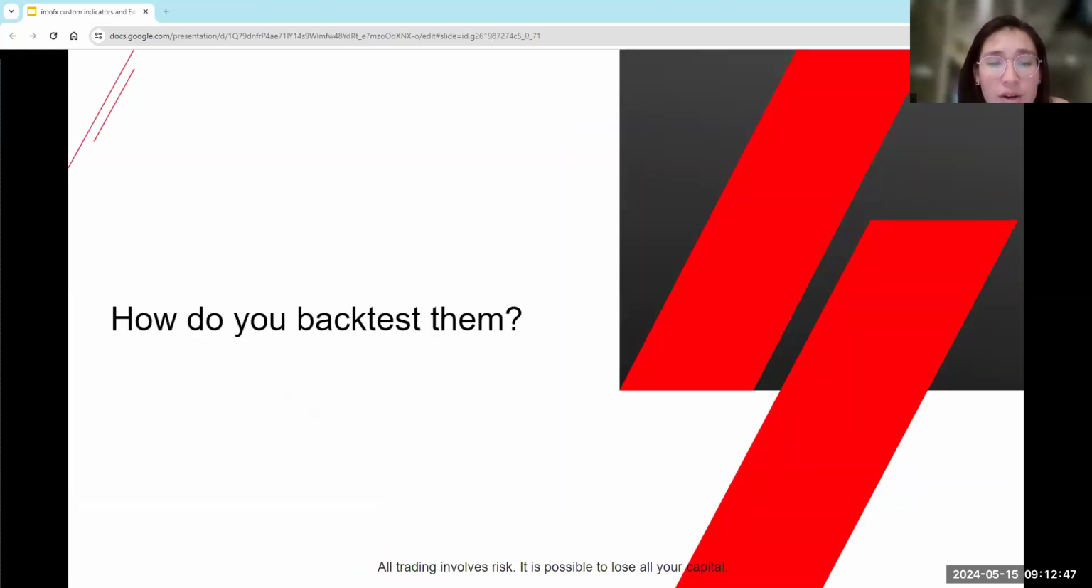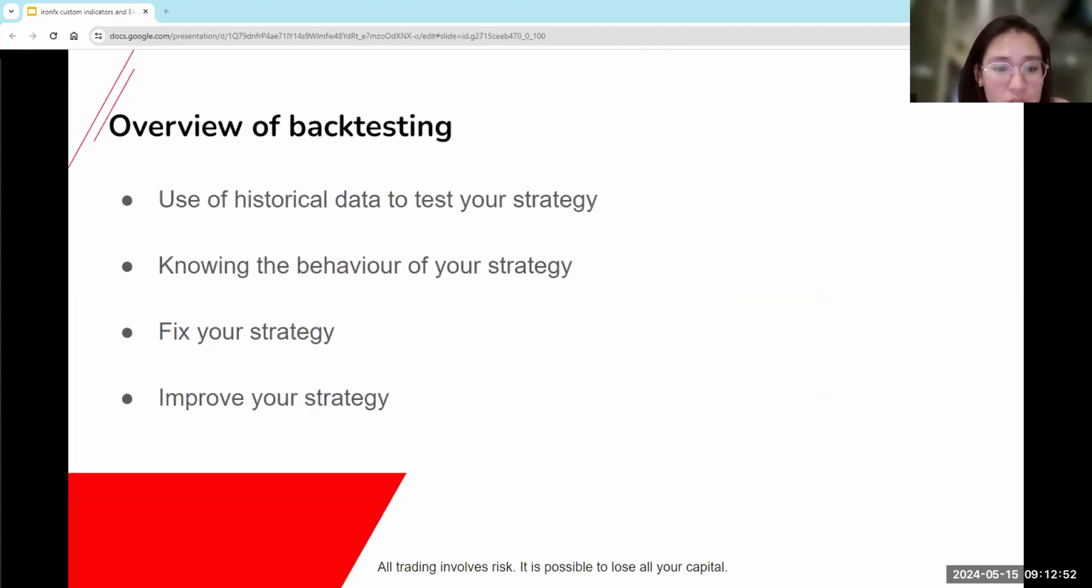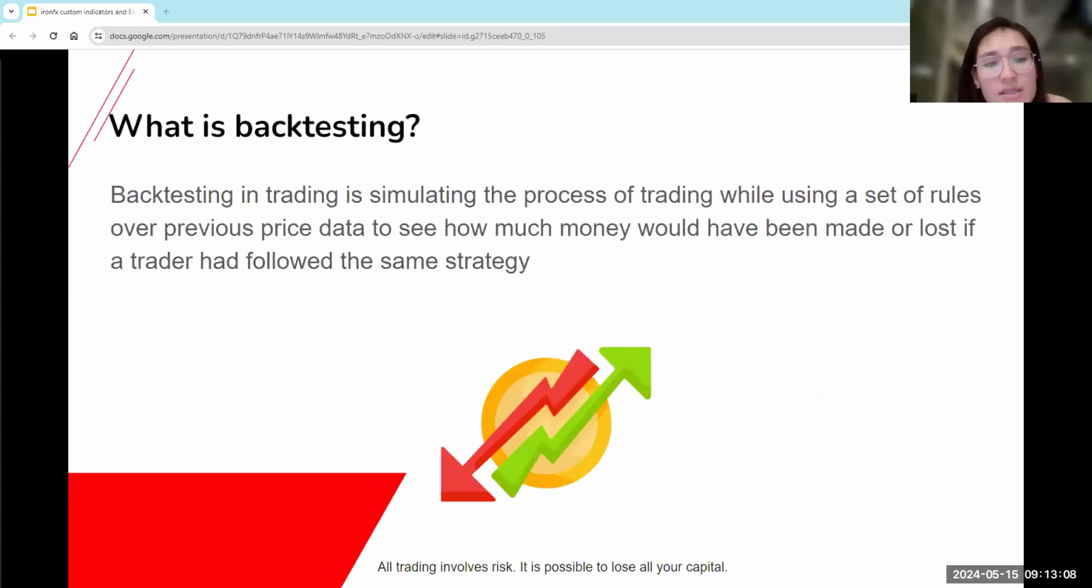So now let's look at how you can backtest these indicators. Just an overview of backtesting: it basically uses historical data to test your strategy and allows you to understand the behavior of your strategy so that you can fix it and improve it. So what exactly it is, backtesting in trading is basically simulating the process of trading while using a set of rules over previous price data to see how much money would have been made or lost if a trader had followed the same strategy.